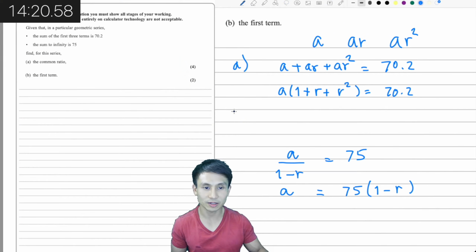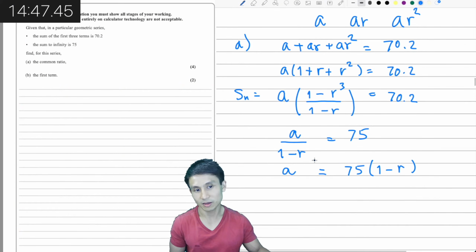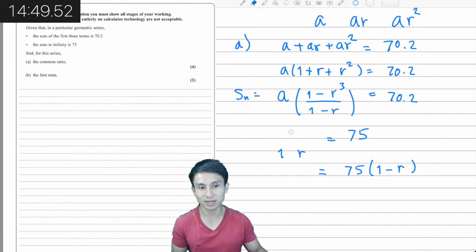Because we could have done Sn equals a times... yeah, that was the other formula, right? So it's a, what was it? 1 minus r to the n divided by... So this would be 3, right? Because to the third term. And this is 1 minus r, right? Yeah, it could be that as well. Equals 70.2. You know what? Let's actually use that because I just see something.